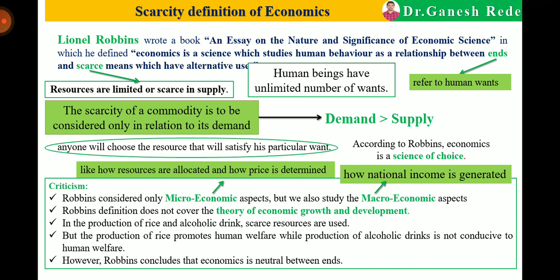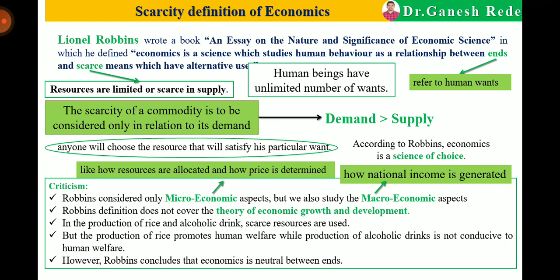So according to Robbins, economics is a science which studies human behavior as a relationship between ends. Ends means human wants. As we know, human wants are unlimited. So it is a relationship between ends and scarce means which have alternative uses. Scarce means the limited resources, and as we know, every resource has alternative uses. So according to Lionel Robbins, economics is a science which studies human behavior as a relationship between ends and scarce means which have alternative uses.